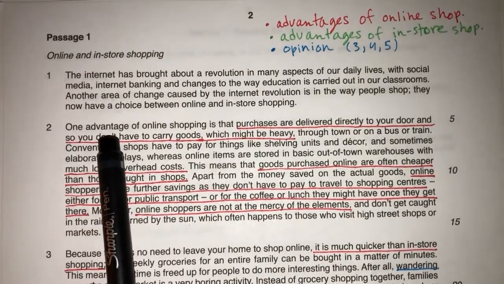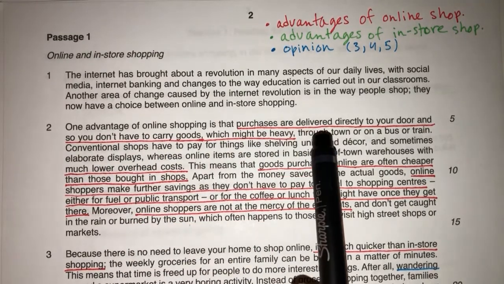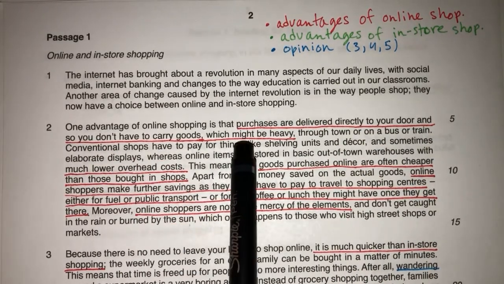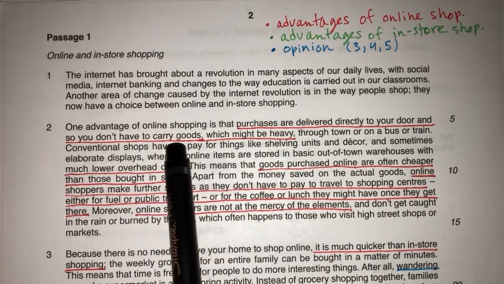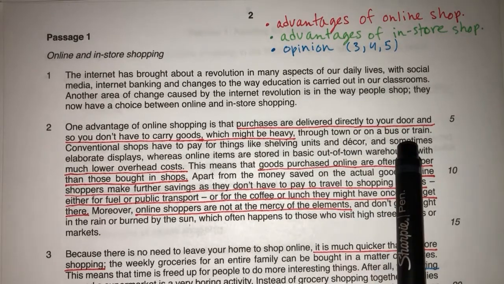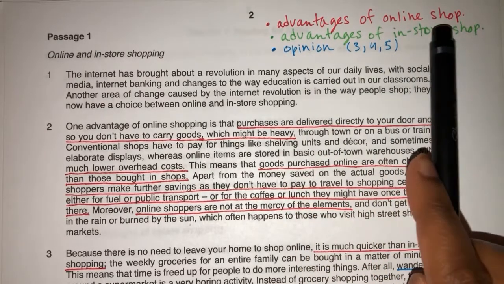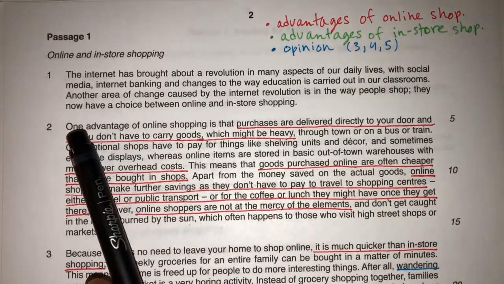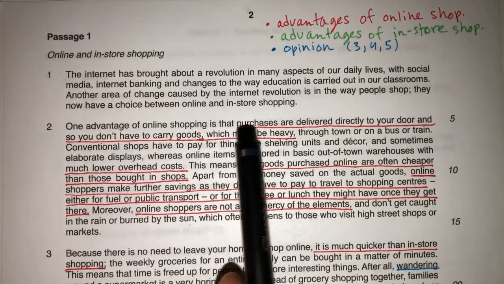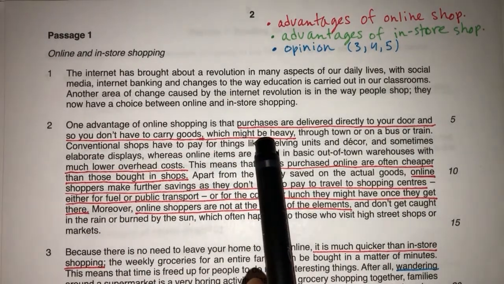One advantage of online shopping is that purchases are delivered directly to your door, and so you don't have to carry goods which might be heavy through town or on a bus or train. Okay, so right there in red, advantages of online shopping, explicitly we see that one advantage of online shopping is the following. So right there I stop and I underline that in red.